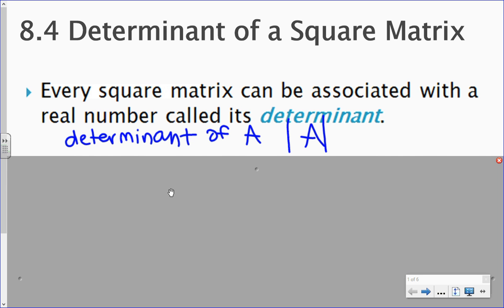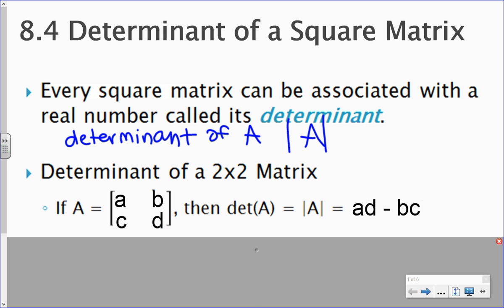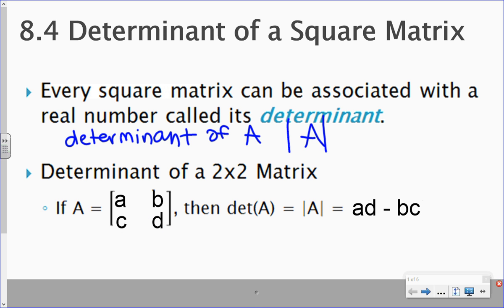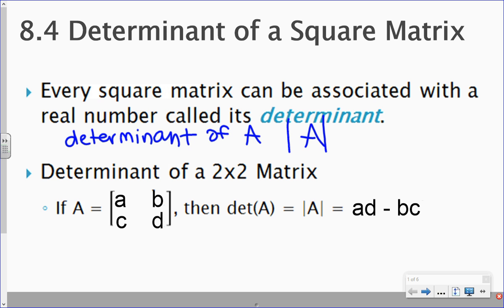Okay, so you actually know how to find a 2 by 2 determinant. This AD minus BC, that's the number that you use when you find a 2 by 2 inverse, 1 over that. You actually know already how to find it.